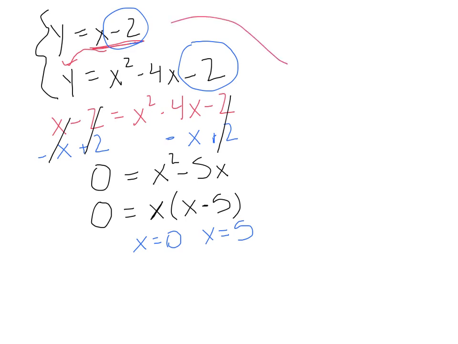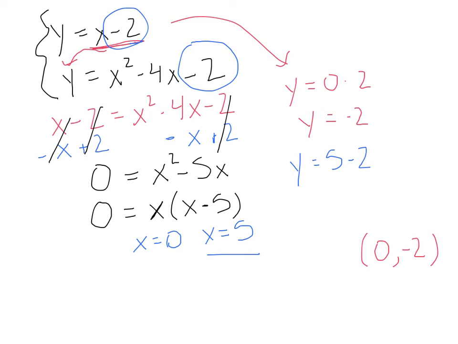I'm going to choose to use the first one. y equals 0 minus 2, so y equals negative 2, which means one of our solutions is (0, -2), which, like we said, we understand that because the y-intercepts are exactly the same. They are going to cross at that point. Now if we find the second one with the 5, we get y equals 5 minus 2, so y equals 3. So that means our second solution is when x is 5, y is 3.